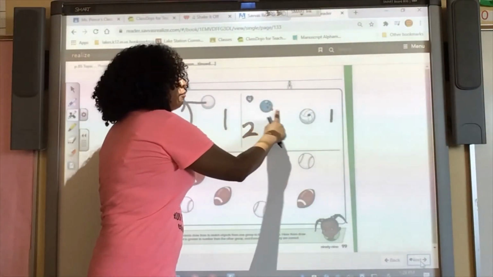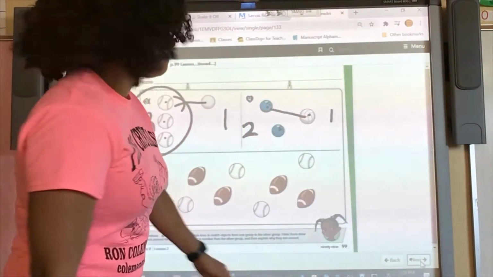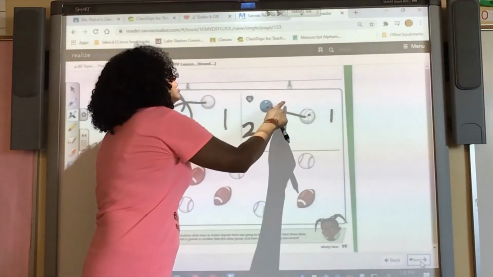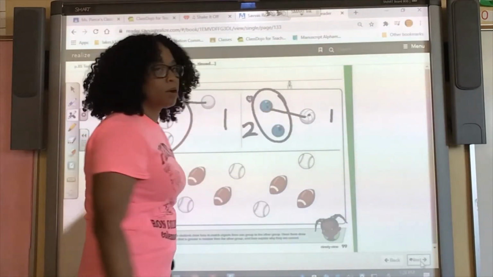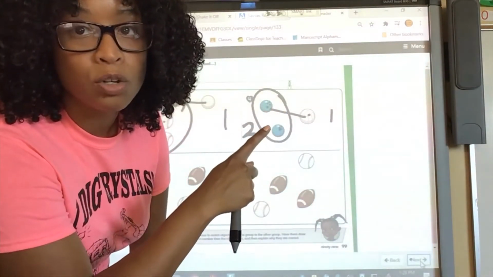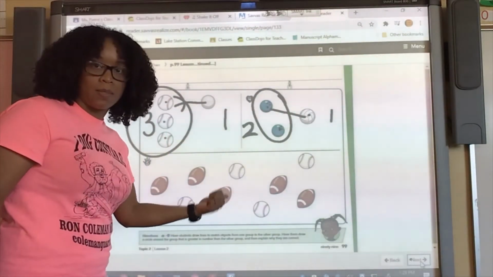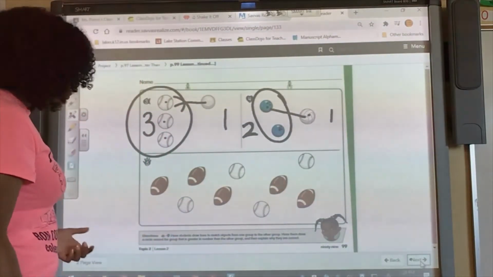All right, let's check on partners. This bowling ball has a volleyball partner. Does this bowling ball have a partner? No, it does not. So we know that there are more bowling balls. The bowling balls are greater than the volleyballs. Okay, last one, and then we will get to our journal.